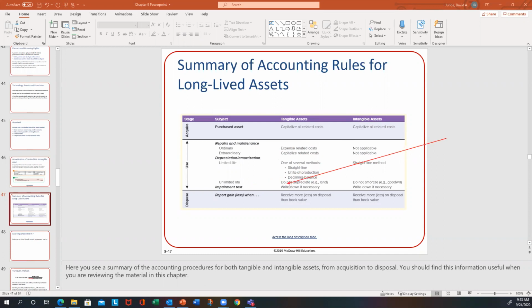You have impairment. Sometimes you write down for both. But notice, under each category, you have two specific unique items. For tangible, you don't depreciate land, and for intangible, you do not amortize goodwill. But you do write down through an impairment test on goodwill, so that's a different story.